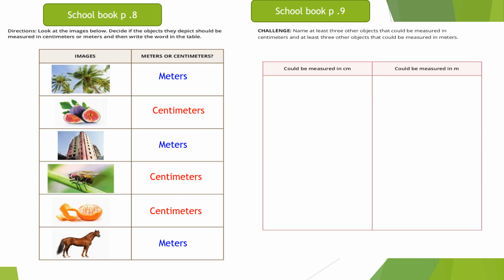Our challenge: name at least 3 other objects that you could measure in centimeters and at least 3 other objects that could be measured in meters. What could be measured in centimeters? Maybe grapes, buttons, razors. Could be measured in meters: pool, bed, sofa.